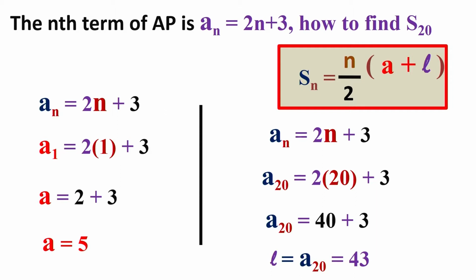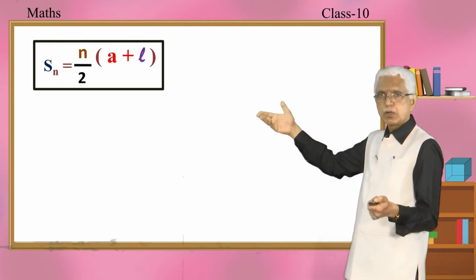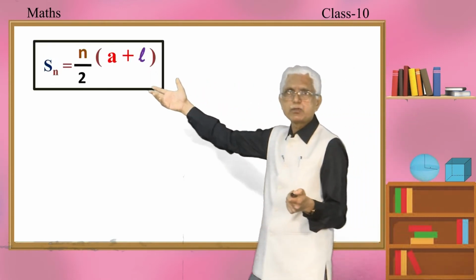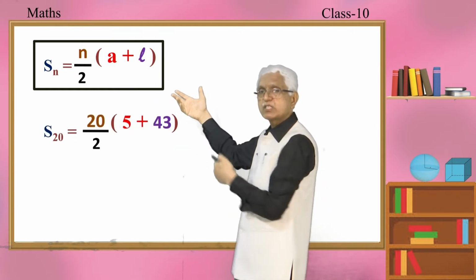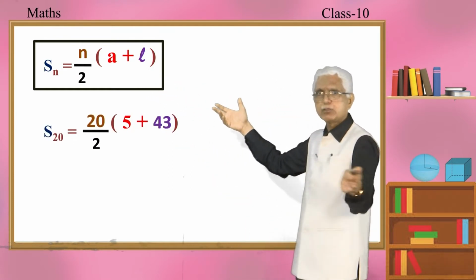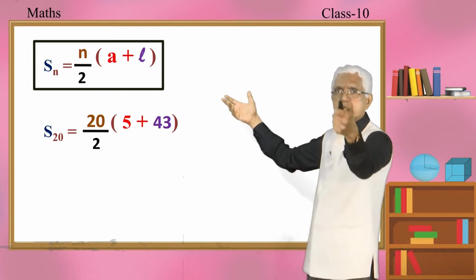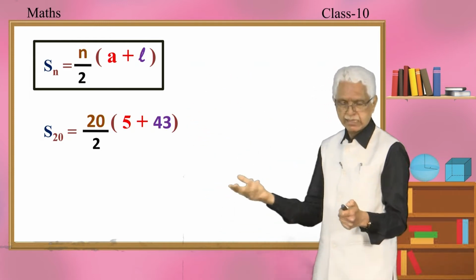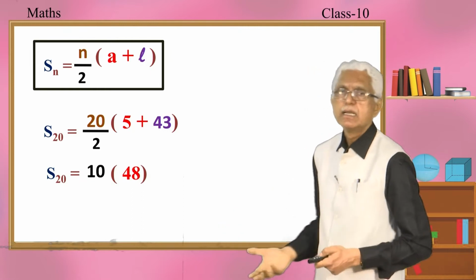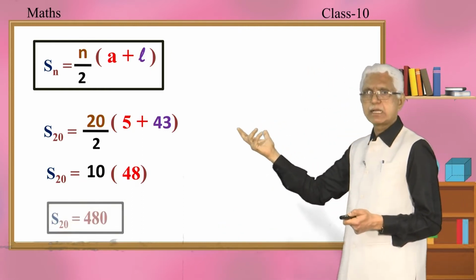It is just substitution. So now observe, you are using the formula Sn is equal to n by 2 into a plus l. n is 20, because you want the sum of the first 20 terms. So 20 by 2, a is 5, l is 43. Simplification: 2 tens are 20, 43 plus 5 is 48, 48 into 10 is 480.